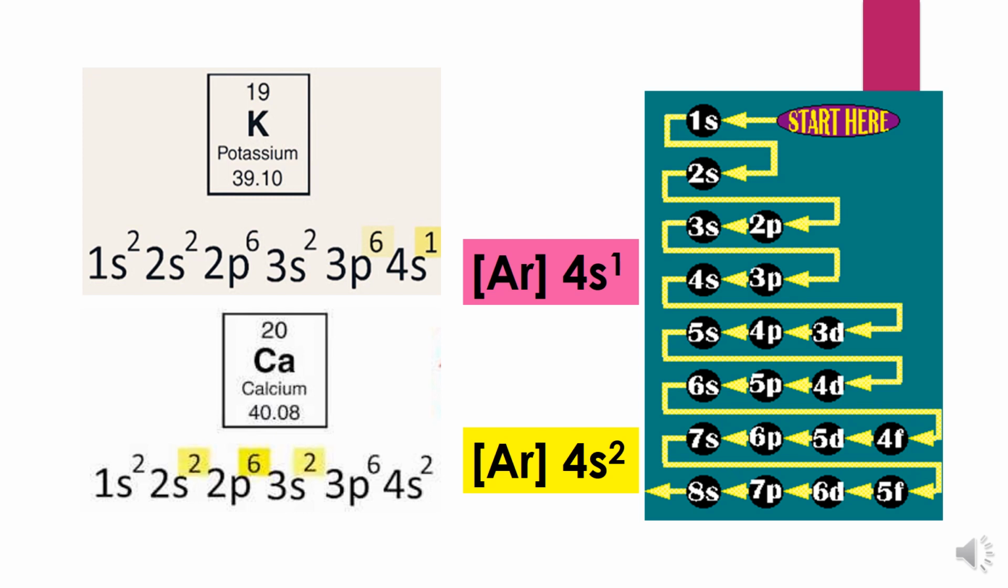But first of all, you need to remember that elements are classified in such a way that if the last electron enters an s orbital, then those elements are called s block elements. If the last electron enters a p subshell, then elements are called p block elements, and if the valence electron, the last electron, enters a d subshell, then the elements are classified as d block elements, and if the last electron enters an f subshell, then those elements are referred to as f block elements.